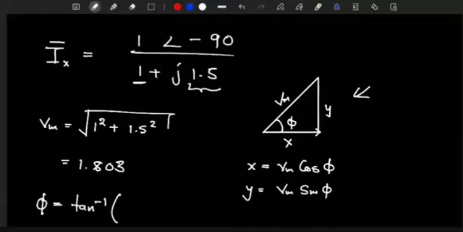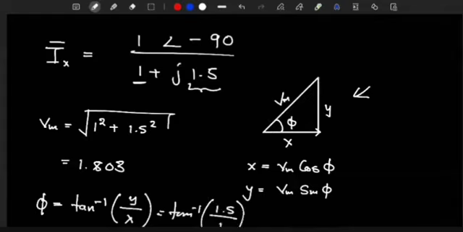To get the angle, we're going to use tan inverse, opposite over adjacent. The opposite is 1.5, the y. Adjacent is 1. So we have 1.5 divided by 1, then tan inverse of that. We get 56.3.